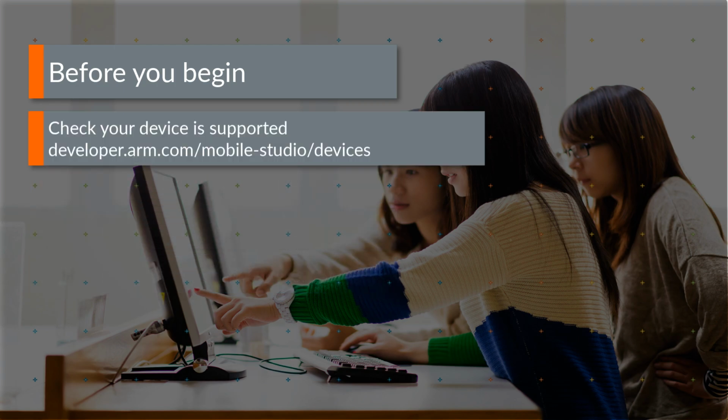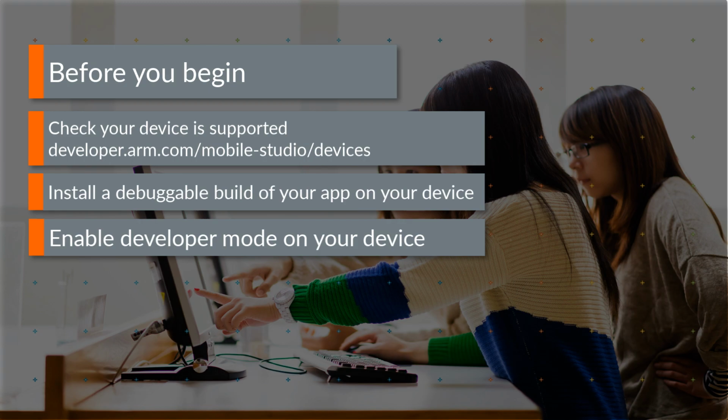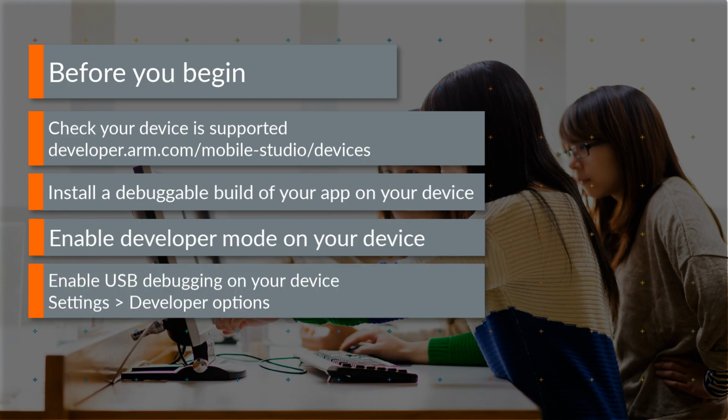To ensure compatibility, check that your device is supported by ARM Mobile Studio. Other devices may work fine, but the ones we've tested are listed here. Ensure that the app you want to profile is marked as debuggable in the Android application manifest. Build your app and install it on your device. Lastly, you'll need to put your device into developer mode and enable USB debugging.